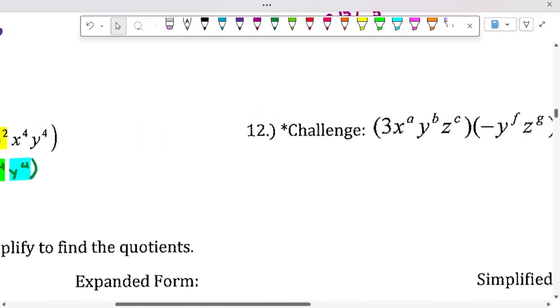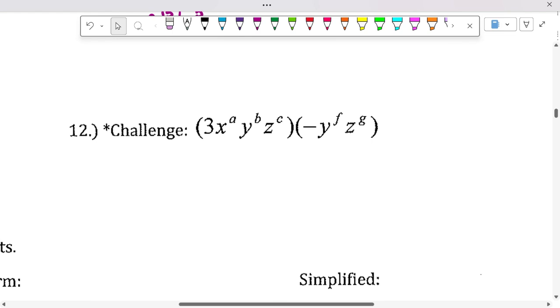All right. Now, this is kind of more of a challenge, but just think about the exponent rule and what it means. Instead of numerical exponents, we have variable exponents. But again, just think about the rule and what it means. So first off, we'll do the coefficients. So I got 3 and just a negative. So that's -1. So what's that? -3.